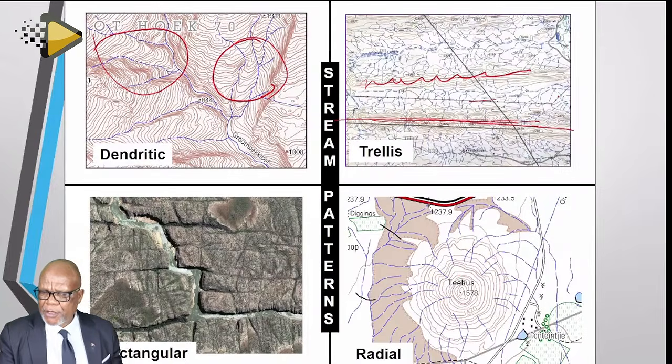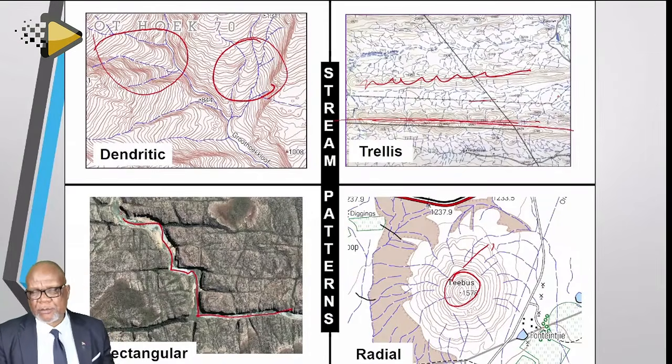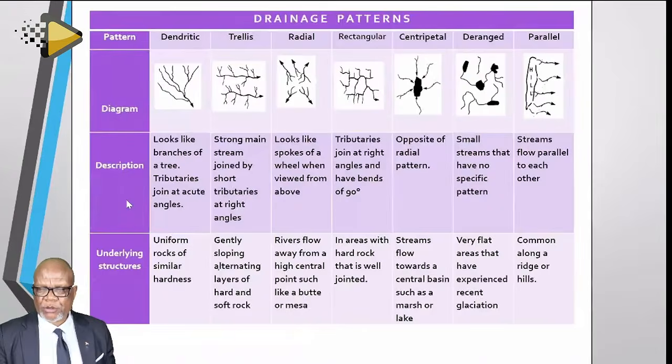And this is the radial pattern. You can see we have a high-lying area, and the streams are flowing away from each other. And then what do we have here? We have igneous rock, but we can see the igneous rock has cracks, so the streams are following the cracks in the igneous rocks. So that is your rectangular pattern. You must be able to answer those questions.